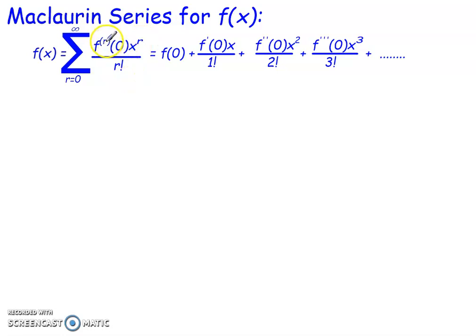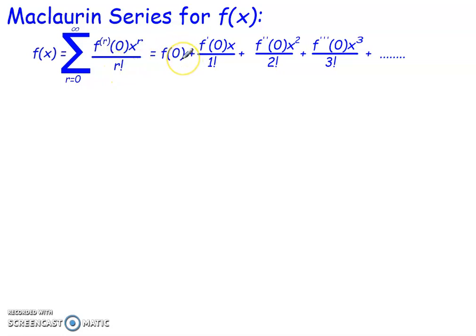Now this f^(r) of 0 is the rth derivative of the function at the value x equals 0. And this x to the r is x raised to the power that is matching the derivative. So if it's the first derivative, it would be f dash of 0, and this would be x to the 1. It's then over that r factorial.